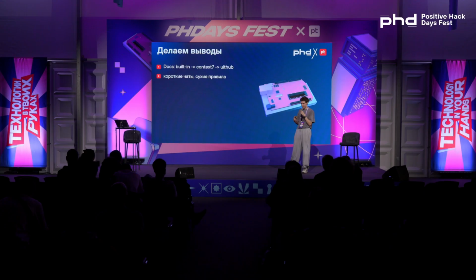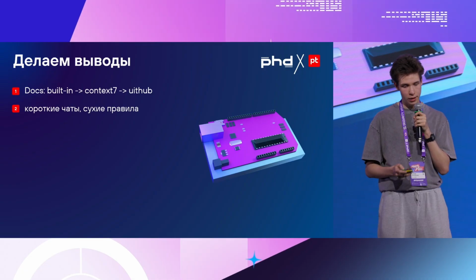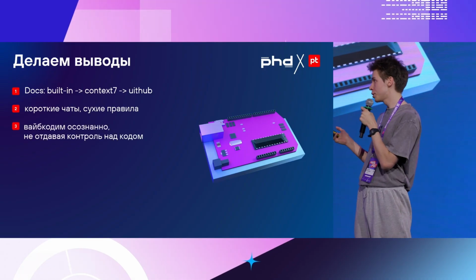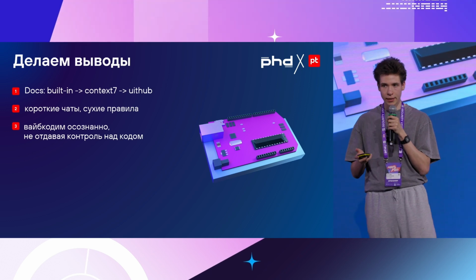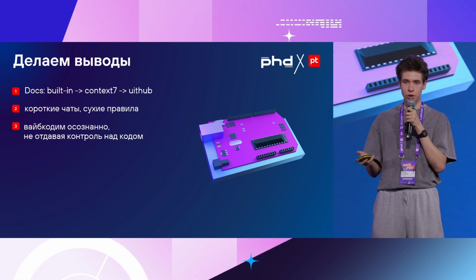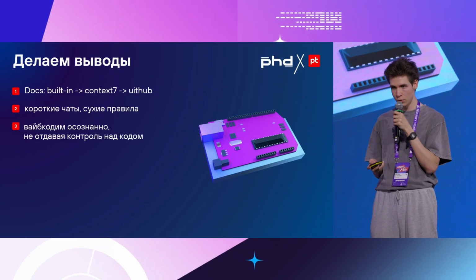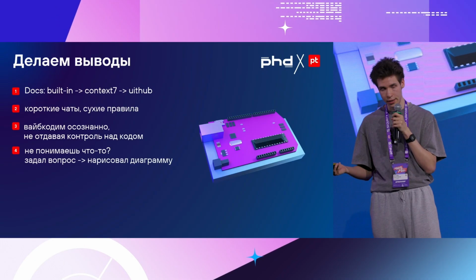Have DRY rules. Write cursor rules as if your life depended on it. You will thank me later. Vibe code mindfully. Do not release control over your code. Like I said, vibe coding is no excuse for shoddy work. Like, if bad code comes from you, you cannot really blame the LLM. That's your fault.